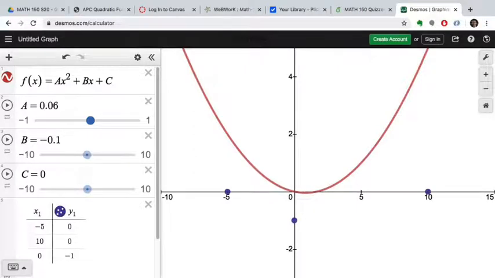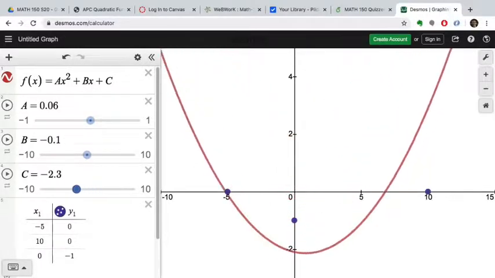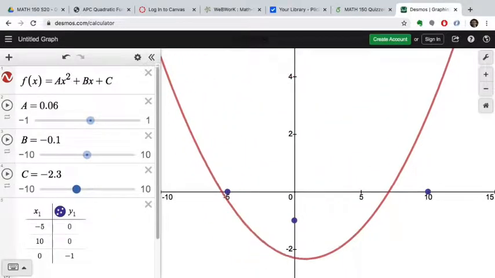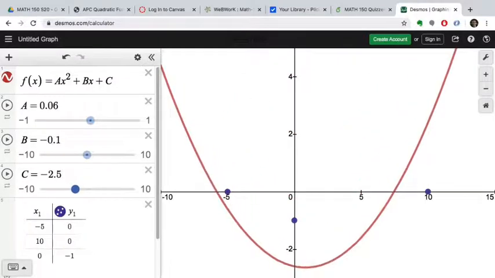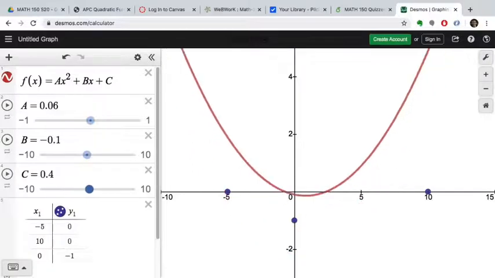Actually, the first question I want to ask is, what are these sliders doing to the graph of this quadratic function? So let's start with C. C changes where it sits on the y-axis. So what is it doing? How is it moving the graph here? It's just sliding it directly up and down.